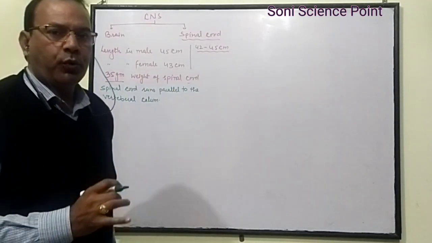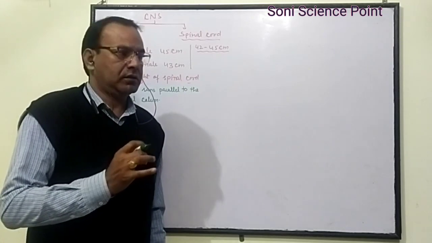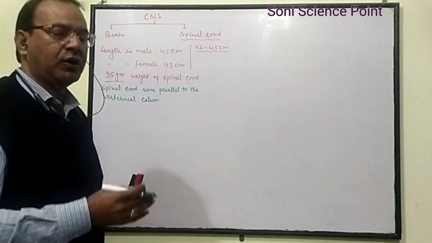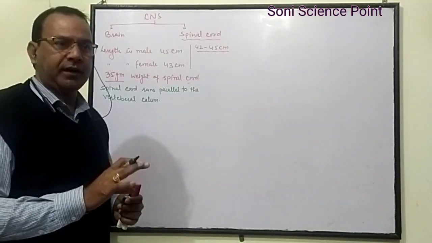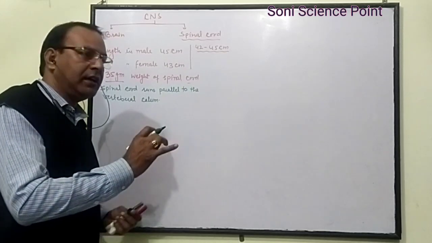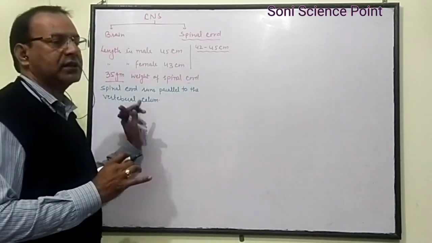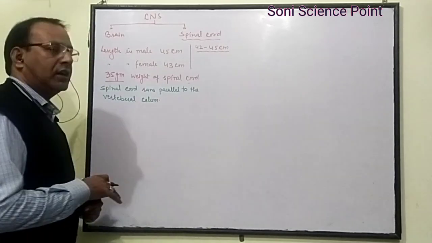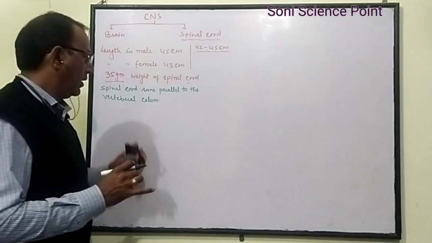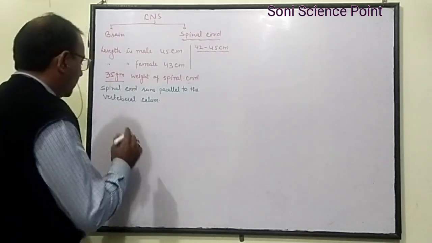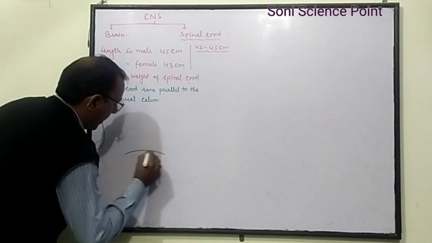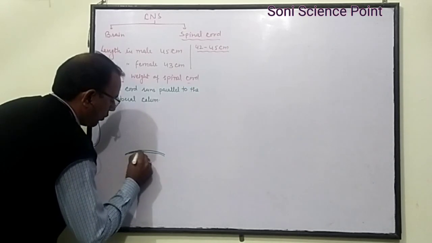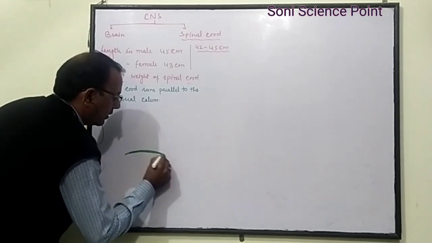The spinal cord is also protected by three layers, the same three layers which protect the brain, called meninges: dura mater, arachnoid and pia mater. All three membranes also cover the spinal cord. There are three membranes which cover the brain, called meninges, and those three membranes also cover the spinal cord.